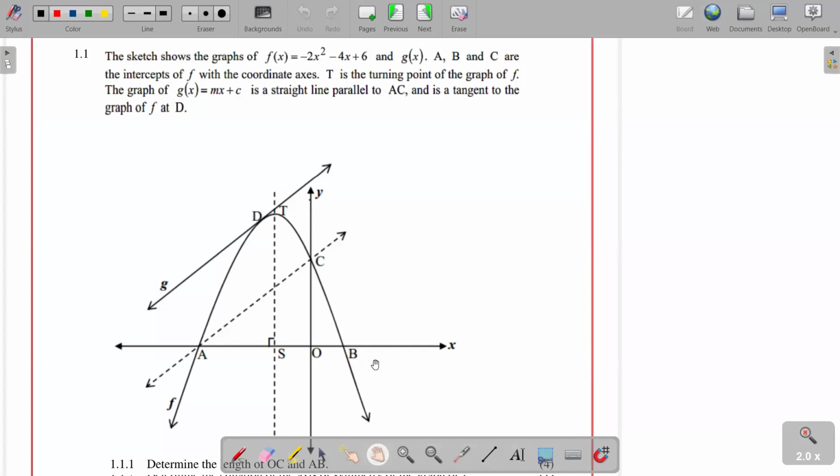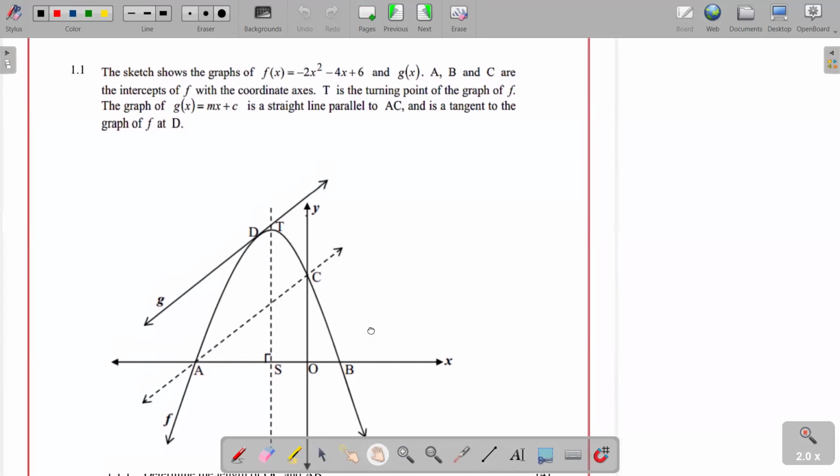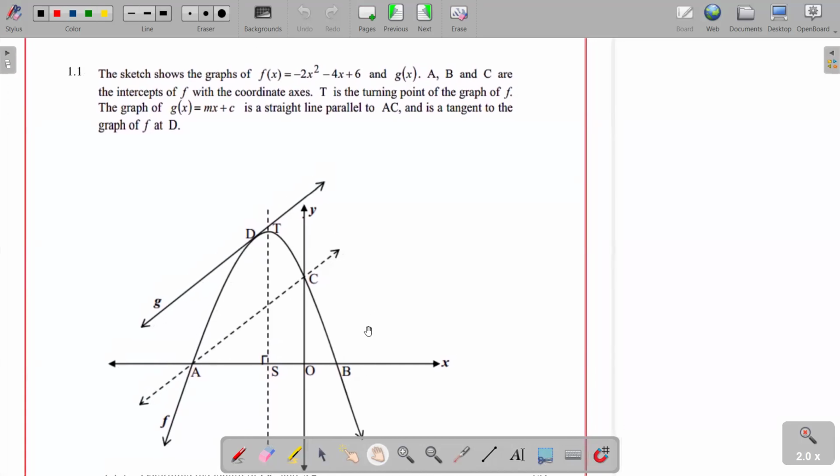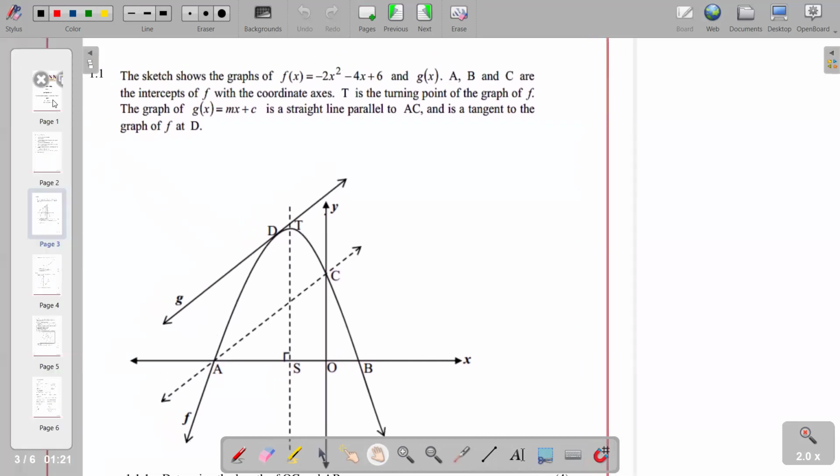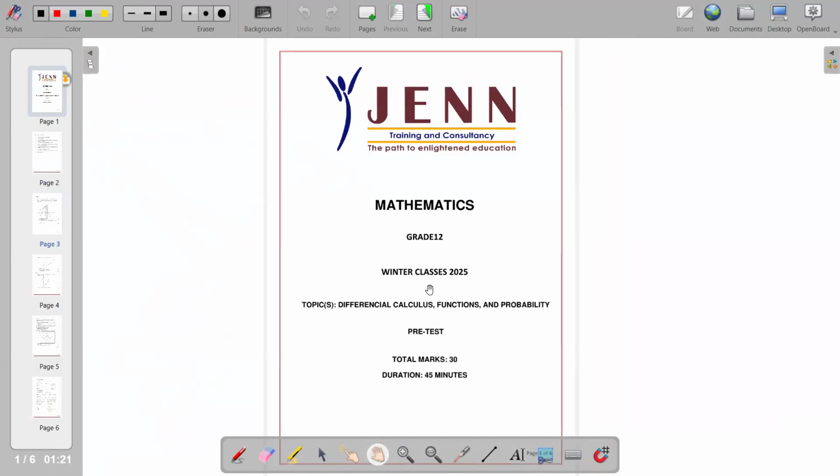Good morning. Today we are going to go through the pretest which was written when the winter classes started. So we are having our question paper here. Here are the instructions. If we check the topics, here is differential calculus, functions, then probability.